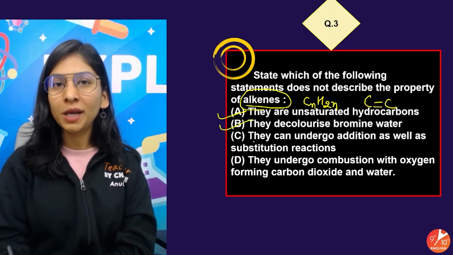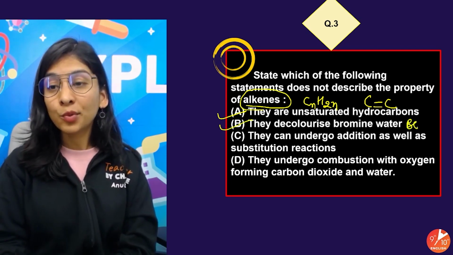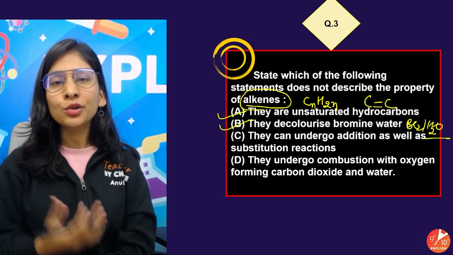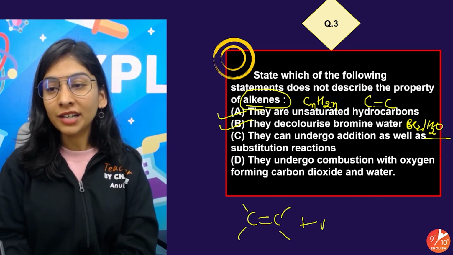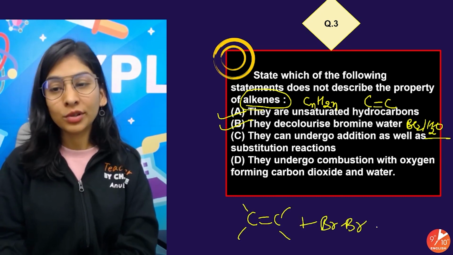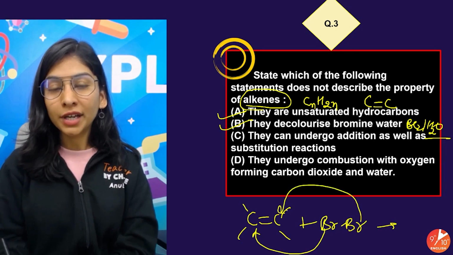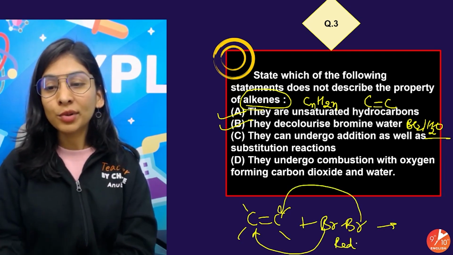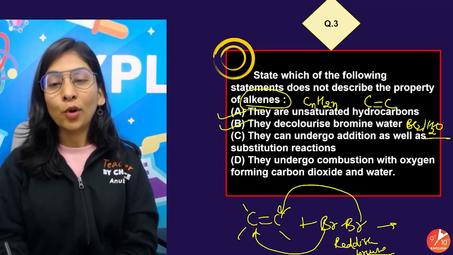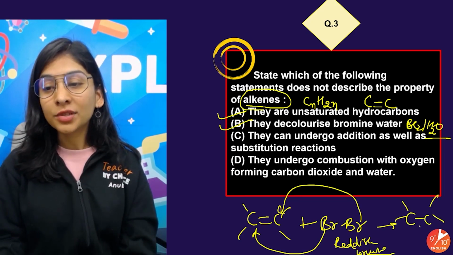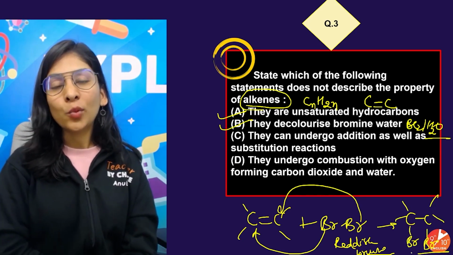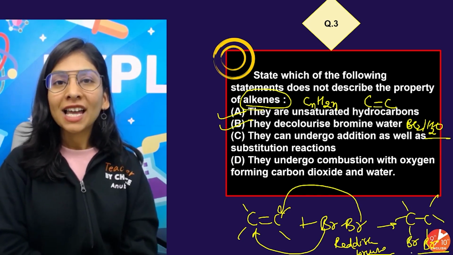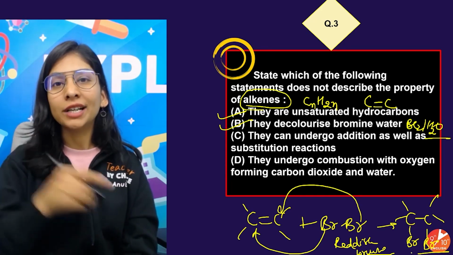They decolorize bromine water. That's true. Bromine water is bromine with water. We're going to have this solution, and whenever we put that into an alkene, they show an addition reaction. My bromine Br2 shows addition on both of the carbons, and it has a reddish brown color, and that is going to combine with this double bond, and the resultant substance that we are going to get is colorless in nature. That's how we see that bromine water is going to decolorize in unsaturated hydrocarbons as they show addition reaction.